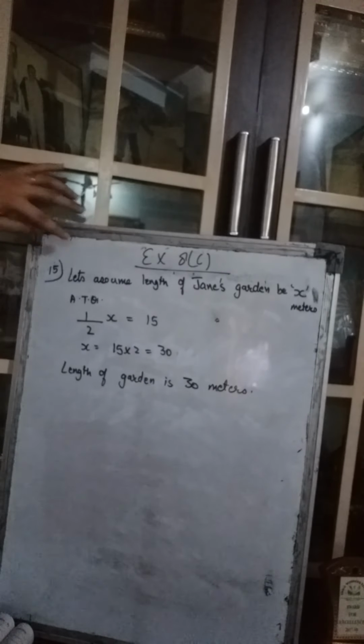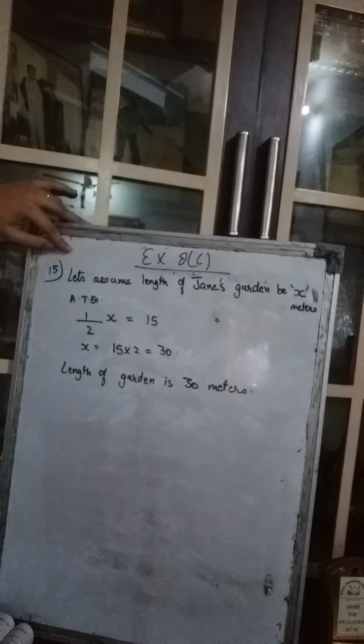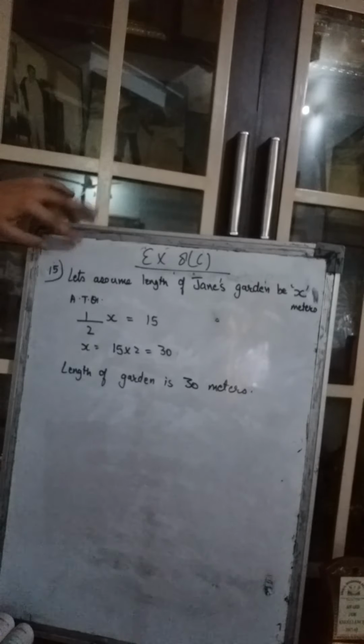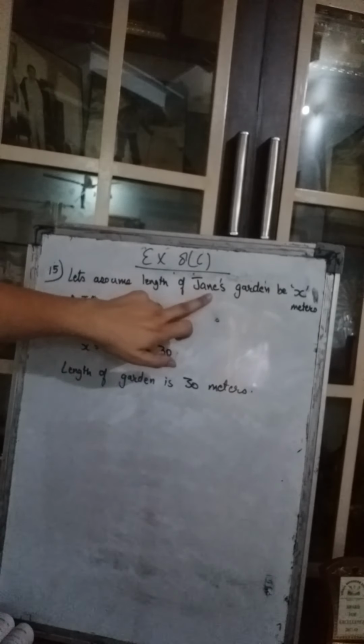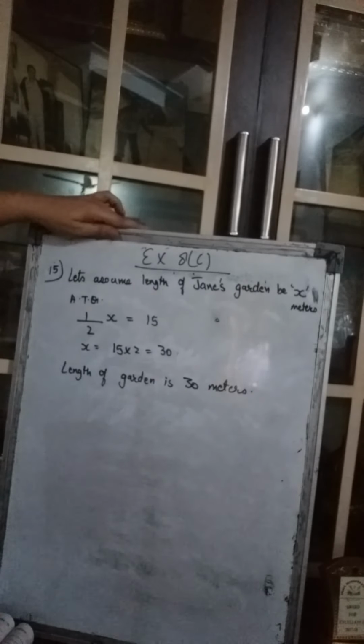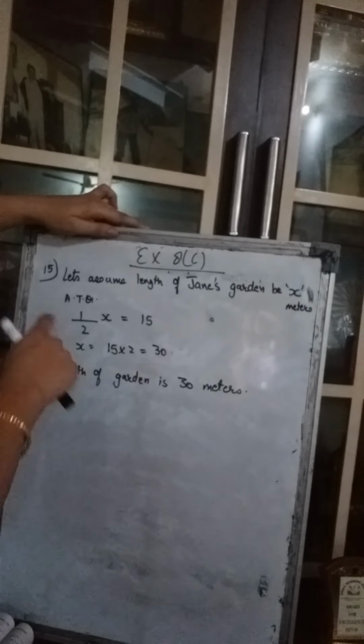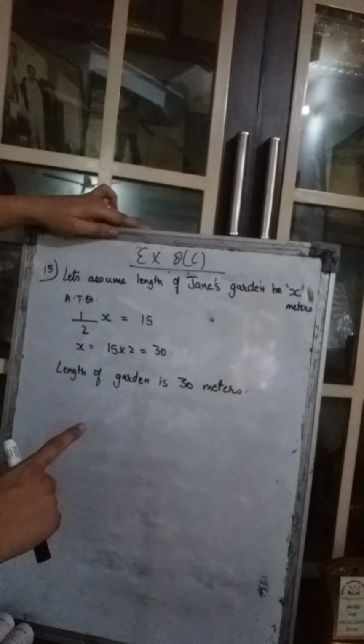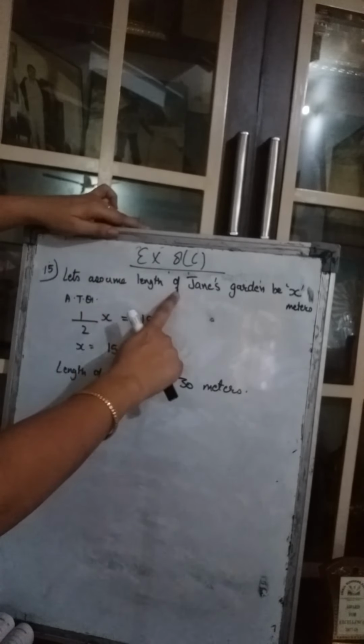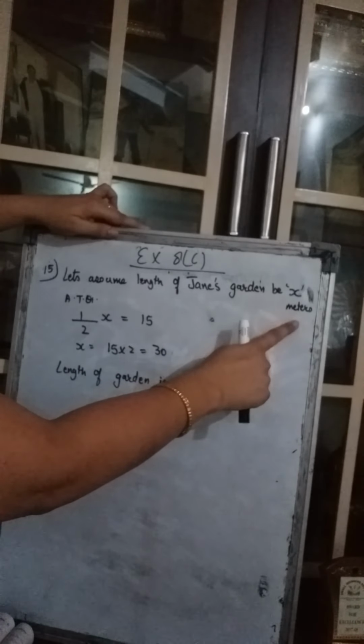Now we come to the last question. It says half the length of Jane's garden is 15 meter. Find the length of the garden. There is one garden which belongs to Jane. Okay. And then we have to find the length of the garden. We do not know this, so we will assume that to be X. Let's assume length of Jane's garden be X meters.